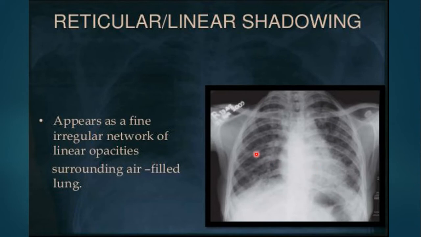As you can see in this chest x-ray, there is an irregular network of linear opacities all over bilaterally. It's sort of a dirty chest, you look, it's not clear lungs, it's dirty lungs. However, the lung is aerated, there is no airspace disease. The air is normally inside both lungs, but the interstitium is abnormal.